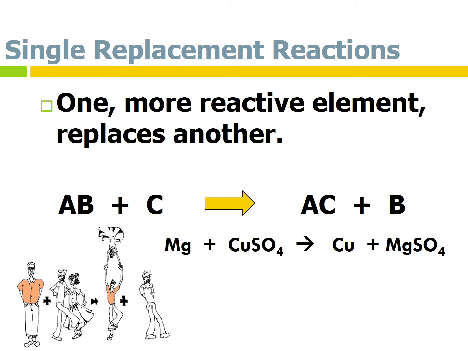An example of this is, say we have magnesium by itself. It's just elemental magnesium. And I put that in with some copper sulfate. The magnesium is much more reactive than the copper, so it's going to kick the copper out of its compound. Now the magnesium is bound in a compound to the sulfate, but the copper is by itself.